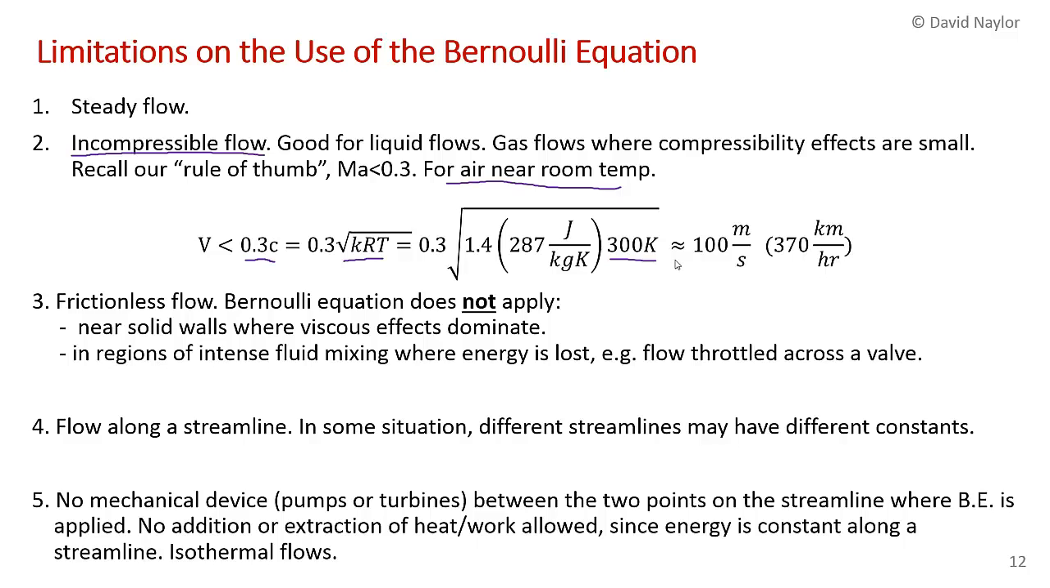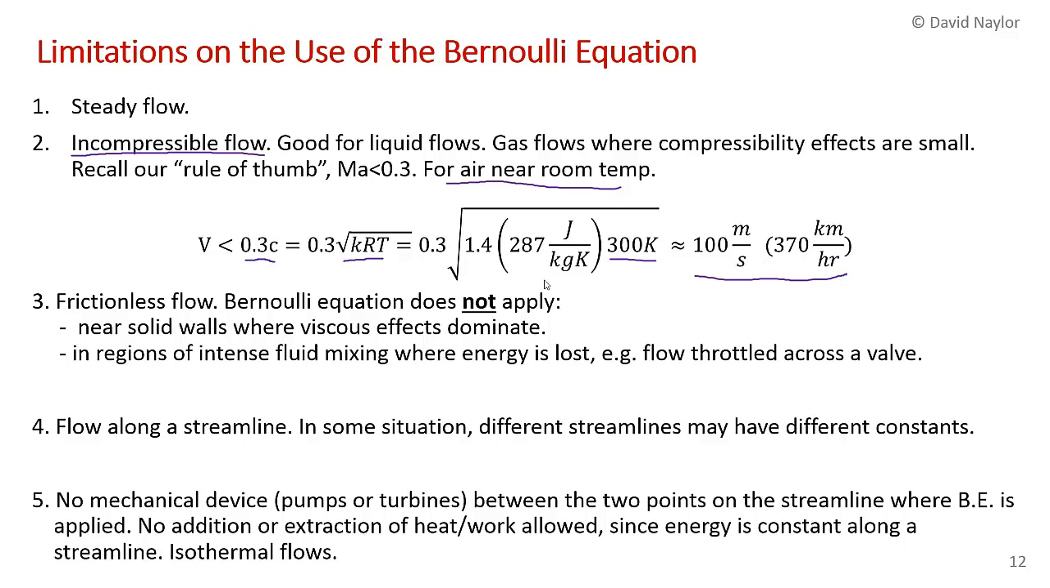And you evaluate this, what this is saying is that you can use Bernoulli's equation for air at room temperature up to pretty high velocities, up to about 100 meters per second, which is around 370 kilometers an hour. So you're okay for most gas flows, but not high-speed gas flows.